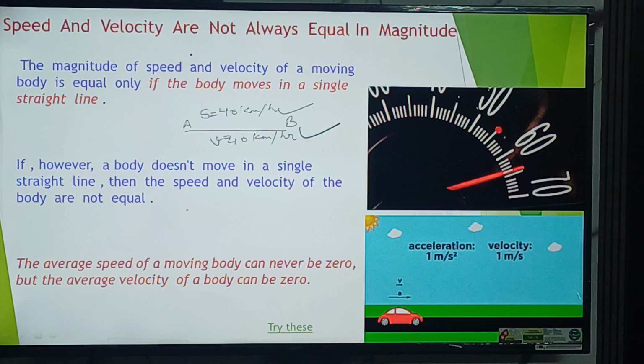But suppose the body is not moving in a straight line, it is moving in a haphazard, changing manner, like this. Here is a straight line, and here is the curved line. The body is not moving along a straight line, so in that case the speed and velocity of the body will not remain equal. Why? Because at every point the velocity will change, as well as the speed. So speed and velocity both will change at each and every point when the body is traveling along a path that is not a straight line, but a haphazard or zigzag way.